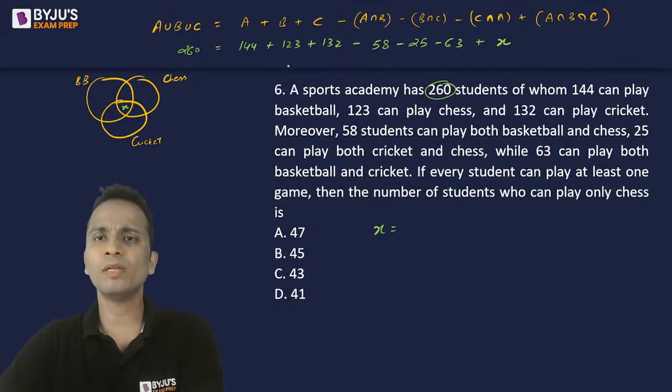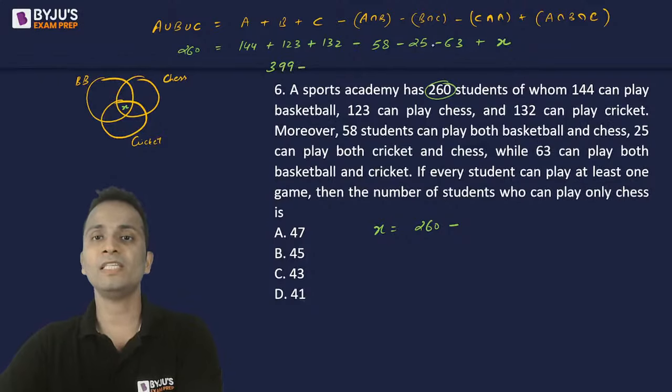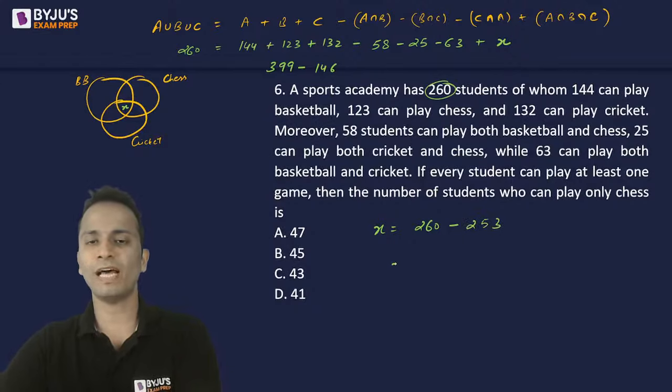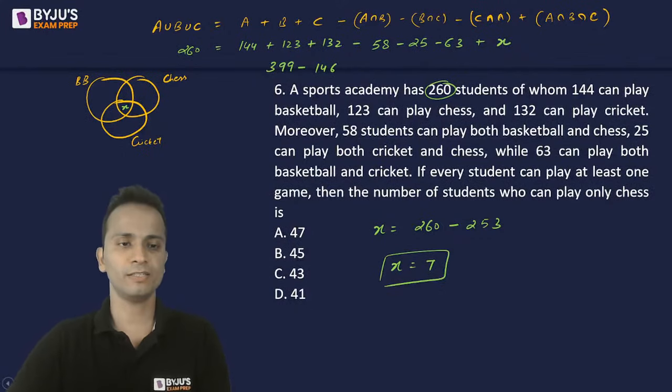So the value of x will be 260 minus this entire portion. So 144, 123 and 132, that is 399, minus 70, 130, 146. So that is 253. So the value of x will come out to be 7. ठीक है? X का value 7 आ गया. I'll substitute this value of x here.